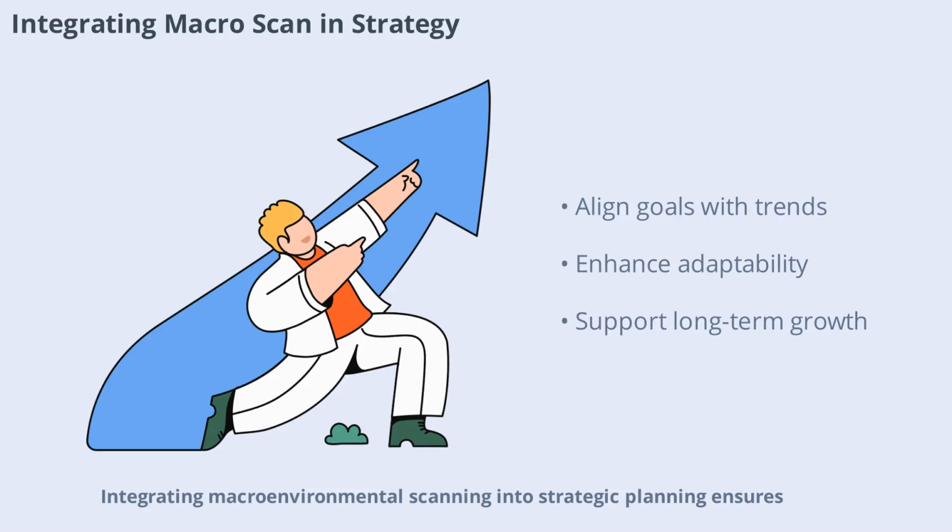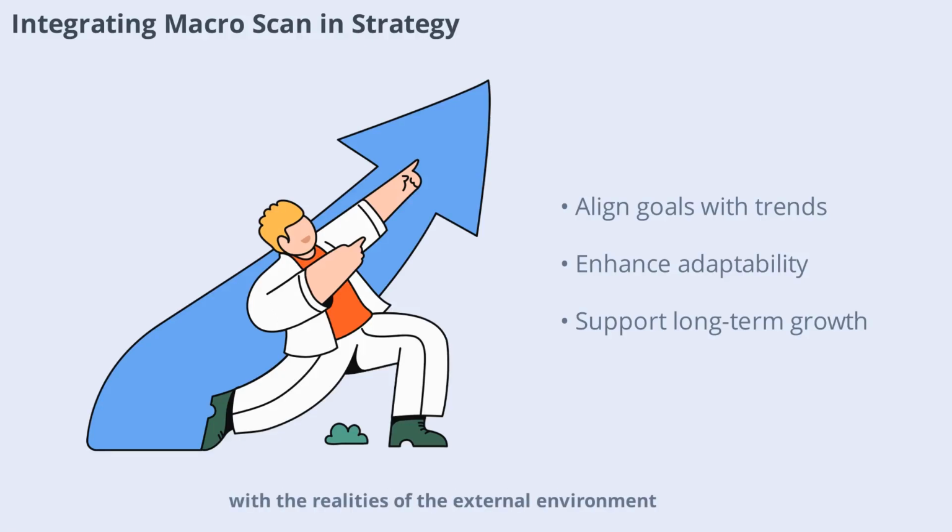Integrating macroenvironmental scanning into strategic planning ensures that organizations are prepared for external changes. By regularly reviewing macro trends, businesses can align their goals and resources with the realities of the external environment. This integration leads to more resilient and adaptable strategies, positioning companies for long-term growth and success.